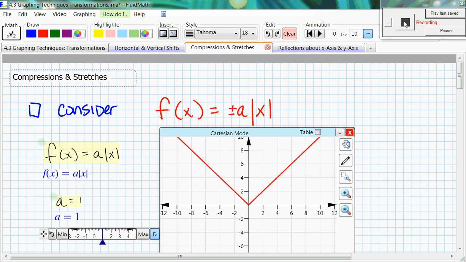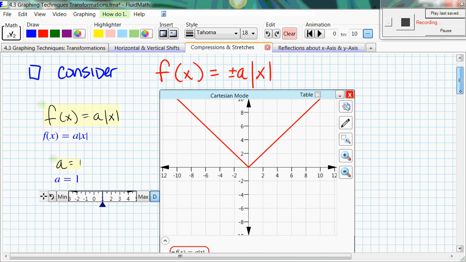Okay, let's talk about compressions and stretches here. For this example, I'm going to use the absolute value graph, so the V graph here, right? And what we're going to do is multiply by a number A, being positive or negative, and see how that affects the graph.